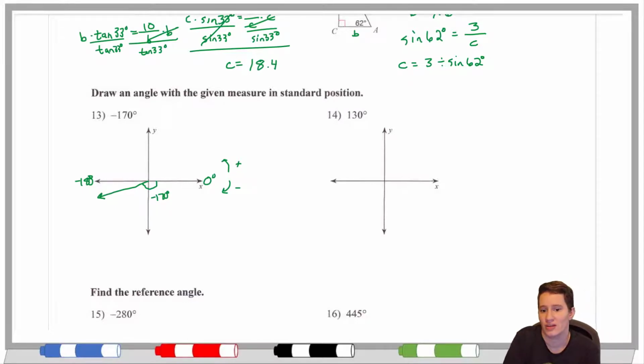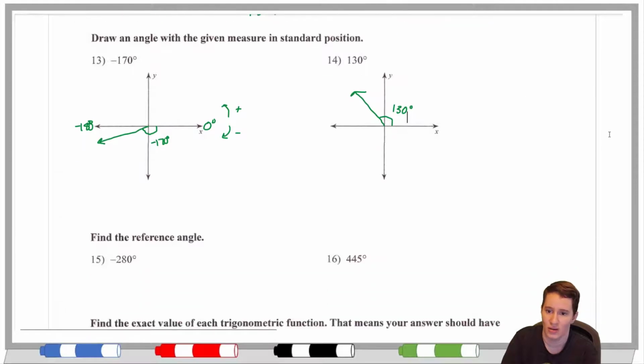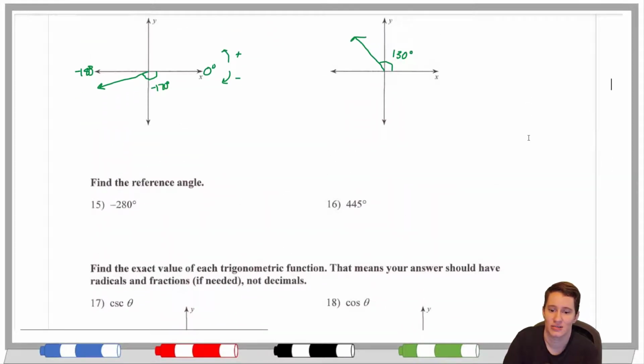All right, 130. We'd have to go positive 90, and then how much past positive 90 is 130? It's 40. So it's kind of in the middle-ish. So here's 130 degrees. That is all it asked us to do there. So we drew the angle in standard position. We're good. Now this next thing says find the reference angle.